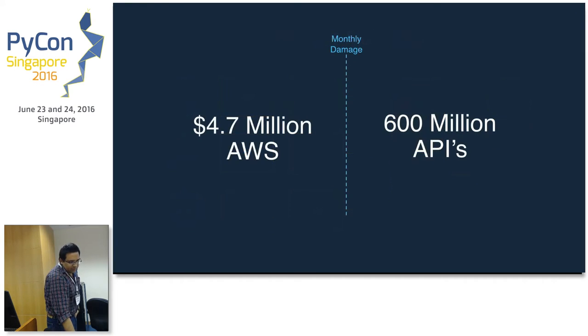Okay, so these are the current numbers that we do monthly. We spend around $4.7 million on AWS, and the number of API calls on our platform is 600 million. Managing the infrastructure part of this is humongous. I think there are dedicated teams, hundreds of them available just to manage the infrastructure. I'm not talking about the deployment, just on the management side.